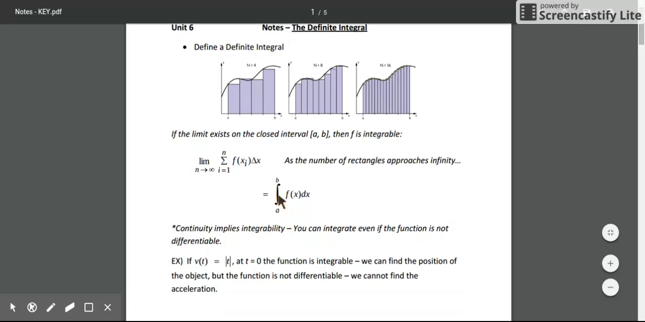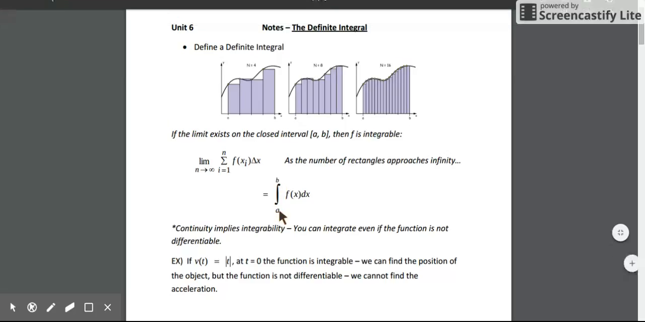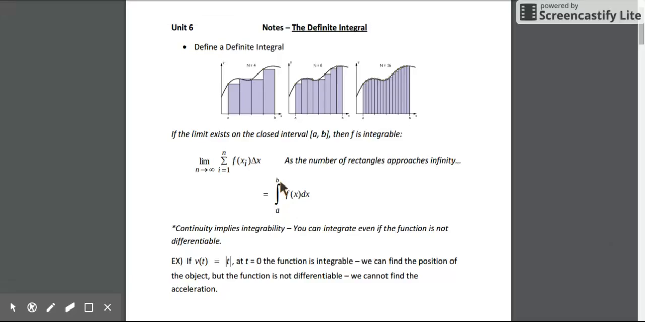So we see our integral symbol. Below that, you'll see a value, and above it, you'll see a value. The number below is called the lower limit of integration, and the above value is called the upper limit of integration. We have our function that we're integrating with respect to the variable of integration.